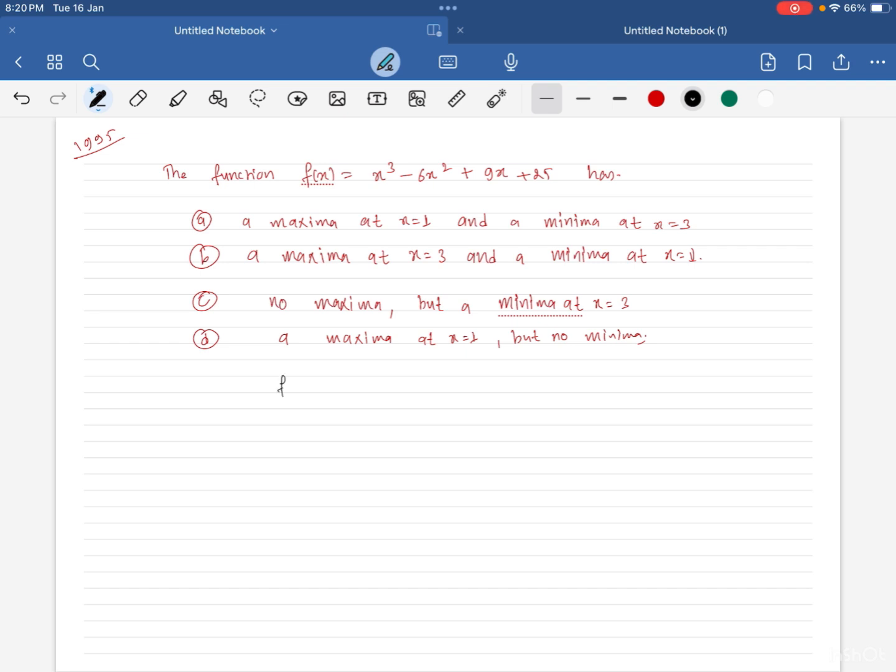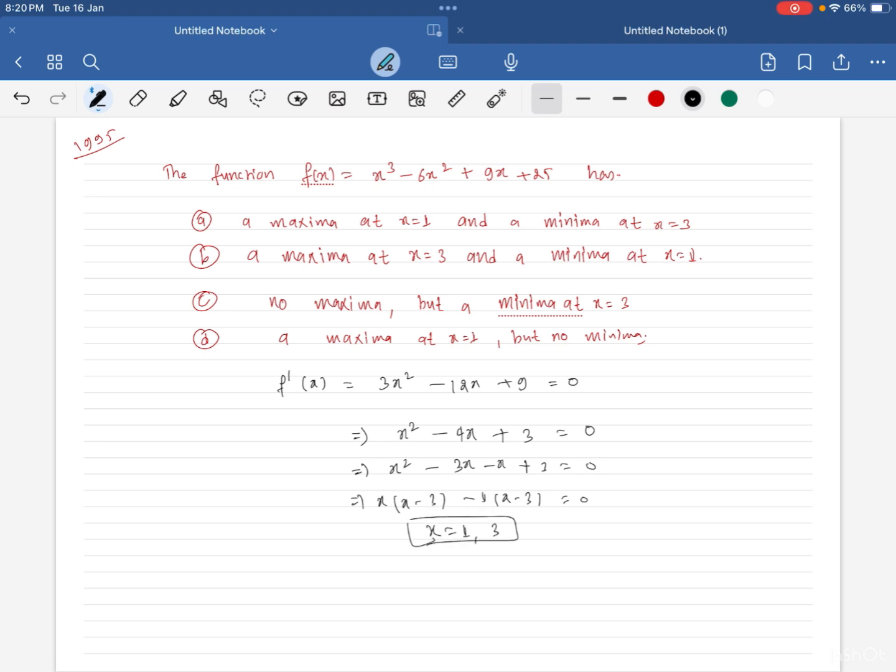Okay, so let's find the first derivative of this function, that will be 3x square minus 12x plus 9. Now we can make it equal to 0, and from here we can find that x square minus 4x plus 3 is equal to 0. That will be x square minus 3x minus x plus 3 is equal to 0. So (x minus 3)(x minus 1), so from here we will have x is equal to 1 and x is equal to 3. So these are the stationary points, right?